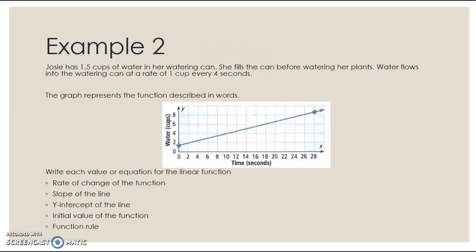So now moving on to an application. Josie has 1½ cups of water in her watering can. She fills the can before watering her plants. Water flows into the watering can at a rate of 1 cup every 4 seconds. So the graph represents the function described in words. So we have it in words, we now have it in a graph, and we want to find the value or equation for the linear function.